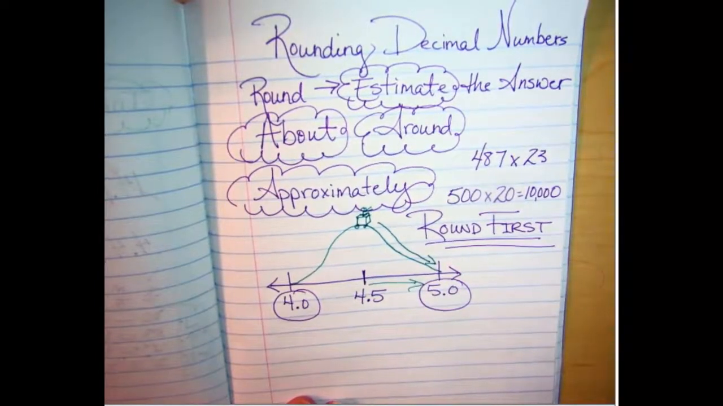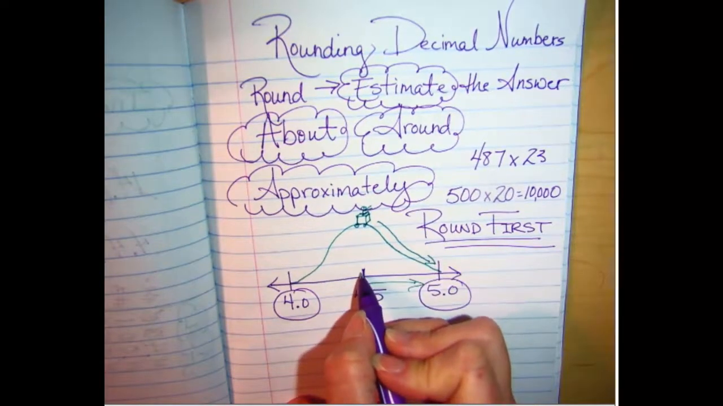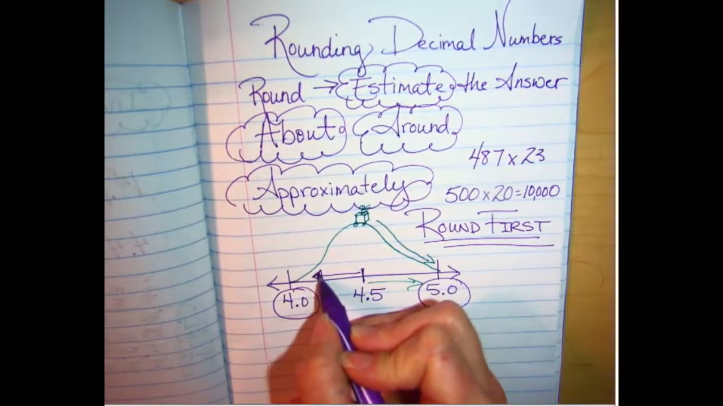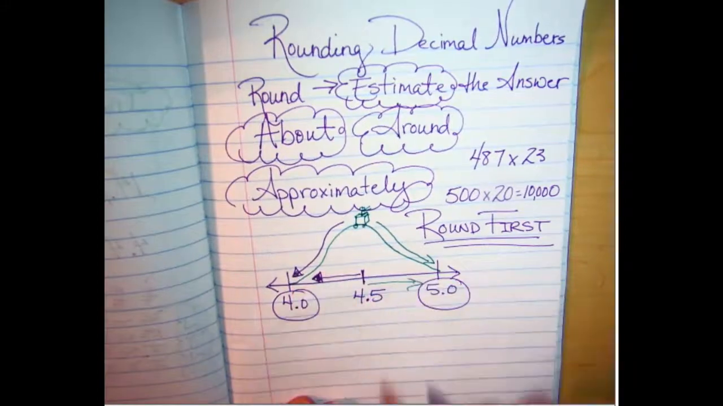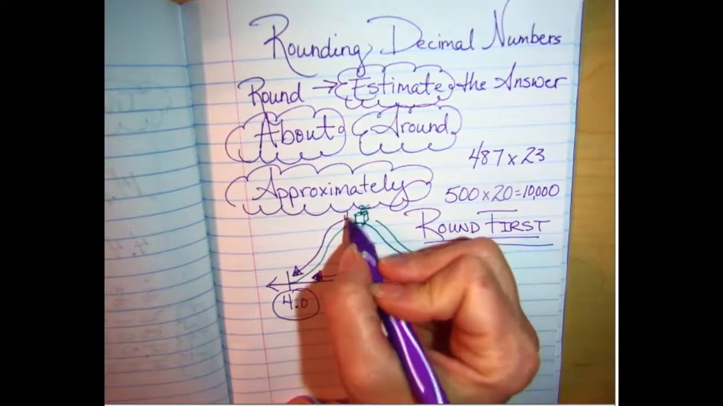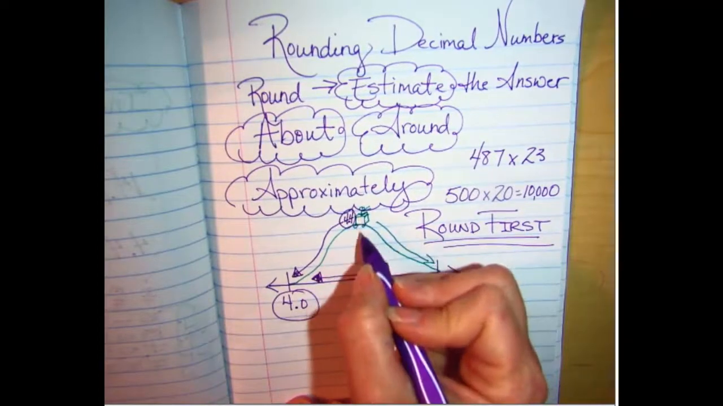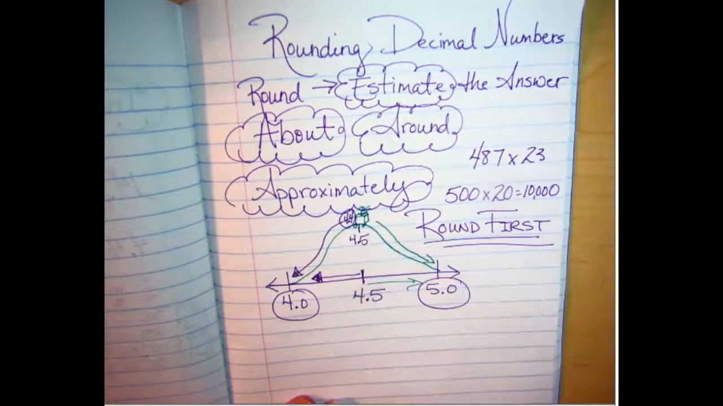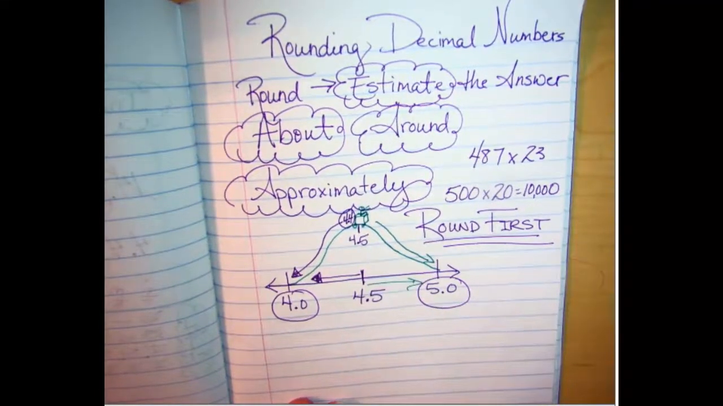If you are on the other side, anything from 4.4, 4 and 4/10 this way, you're going to round down. So if I'm at 4 and 4/10, I'm not quite to the middle section. This middle, again, is 4 and 5/10. That's my halfway point. If I'm not to the halfway point, I have to go back down.